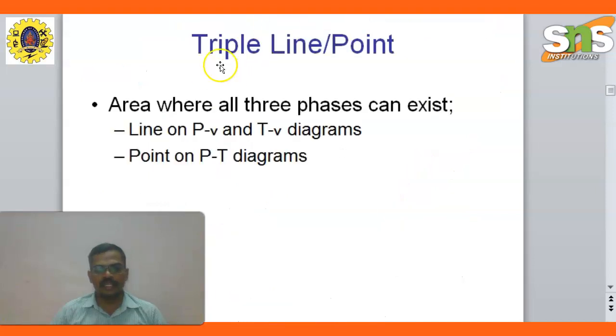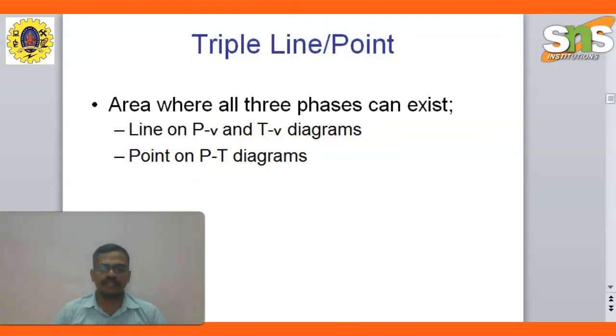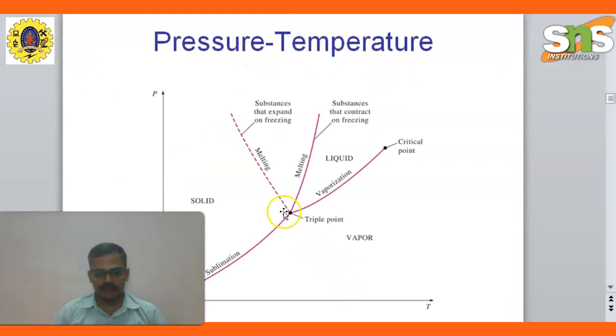The next one is the triple point line. The triple line or point is the area where all three phases can exist. The line on the PV and TV diagram, a point on the TV diagram. These are the pressure and temperature. The midpoint is called the triple point line, the sublimation line. The solid state, vapor state, critical point. Substances that contract on freezing, substances that expand on freezing, that means the melting.